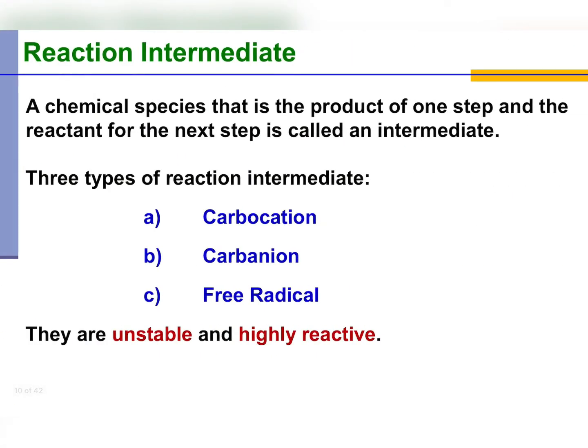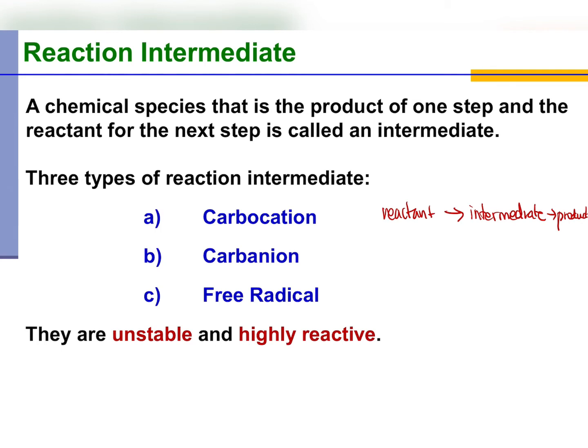Alright, next we go to reaction intermediates. Earlier I said that between the reactant and the product there is a reaction intermediate, and usually that reaction intermediate is unstable. But among the reaction intermediates, some are more stable and some are less stable, so we want to study that. A chemical species that is the product of one step and the reactant of another step is called an intermediate. So it means the product of one step comes from the reactant becoming an intermediate, and then from the intermediate it becomes the product.